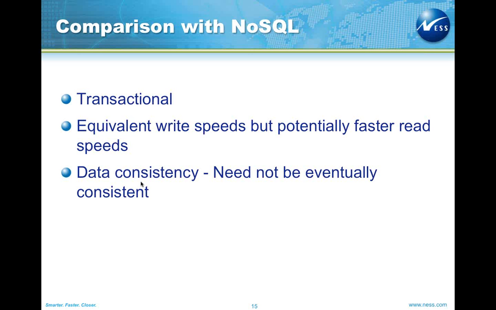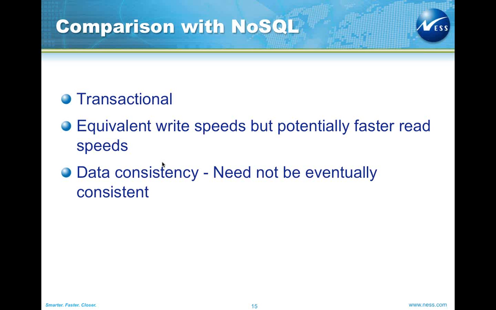The next point that we touch upon is that NoSQL and IMDG perform similarly in nature when it comes to write speeds, but reads are much faster in IMDGs compared to NoSQL. That comes from the fact that IMDG is in memory, and read speeds are going to be considerably faster from RAM than from the permanent storage or from the disk.